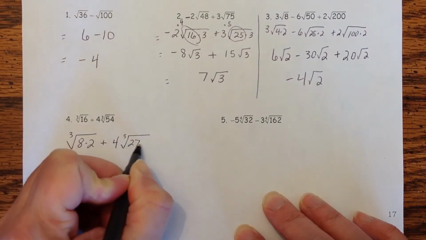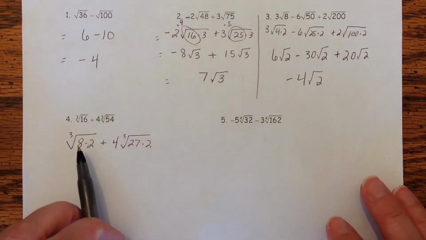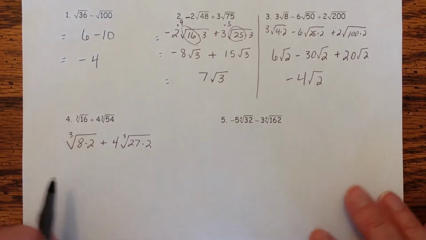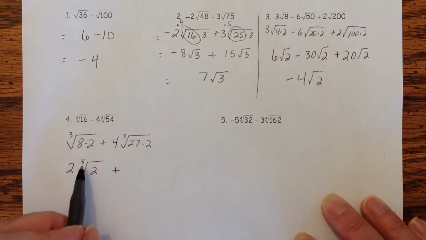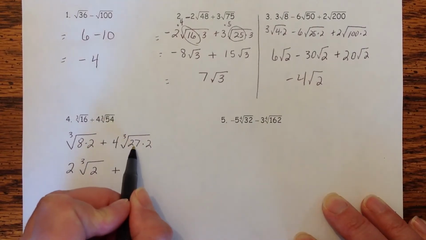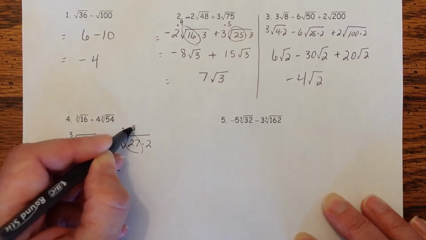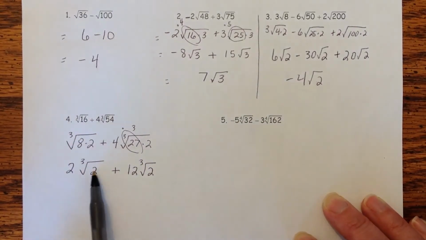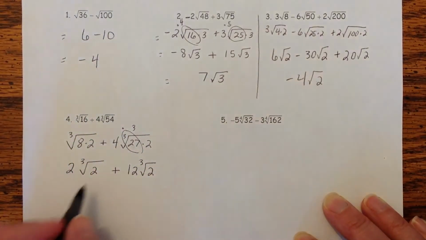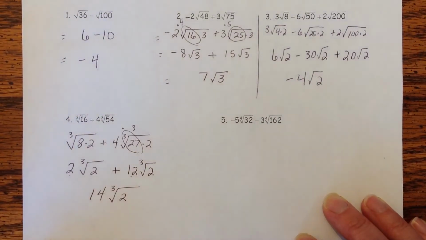times the cube root of 27 times 2. So the cube root of 8 is 2, and there's nothing in front to multiply with, so we get 2 cube root of 2. Remember when you're writing a cube root to remember your index. Now here the cube root of 27 is 3, so this piece is 3. 3 times 4 is 12 cube root of 2. Now these share the same identical radical expression, so I can combine the coefficients in front, 14 cube root of 2.